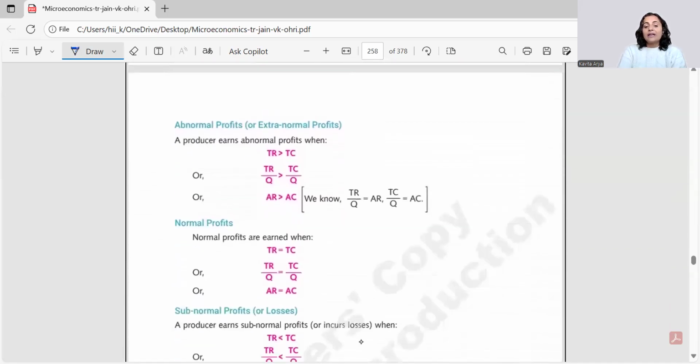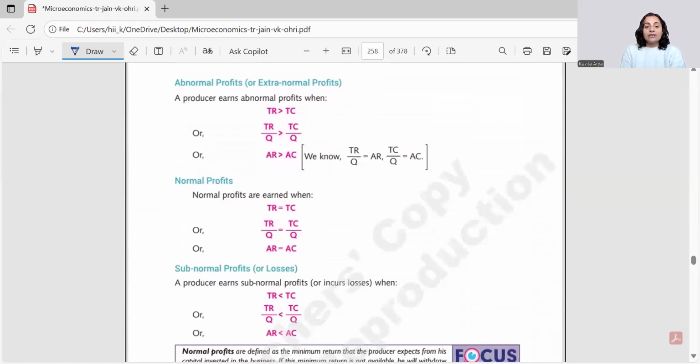And when we talk about profits and losses, we have three things to talk about: the abnormal profits, the normal profits, and the abnormal losses, right? Or supernormal, subnormal. It's abnormal profits, which is extra normal profits also, right?